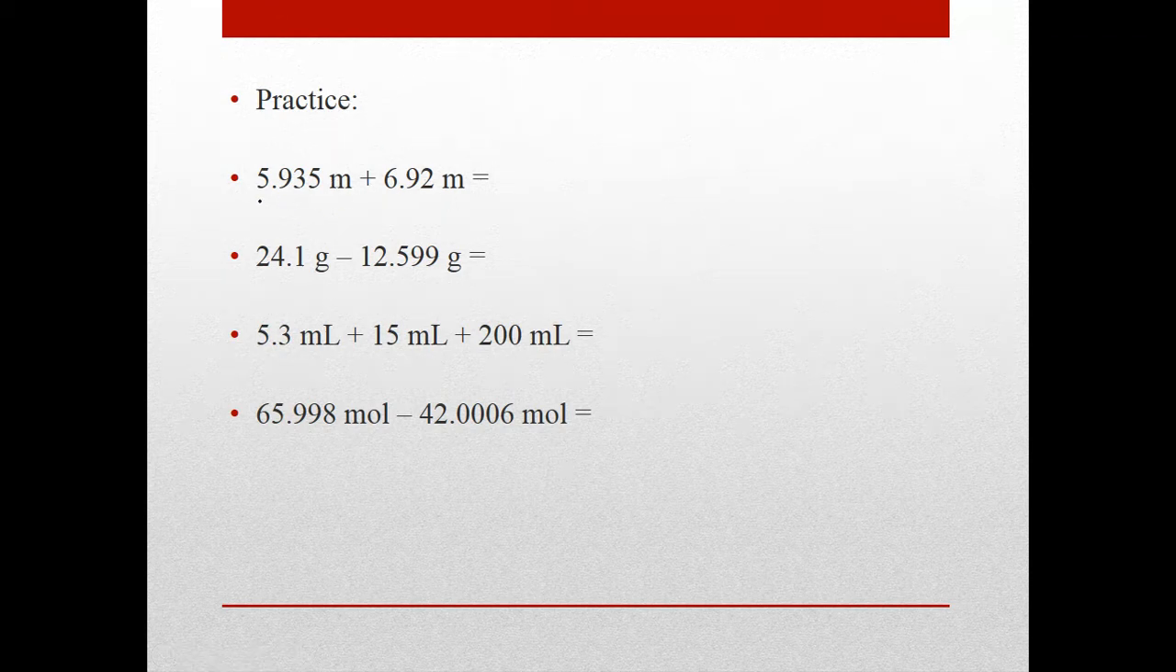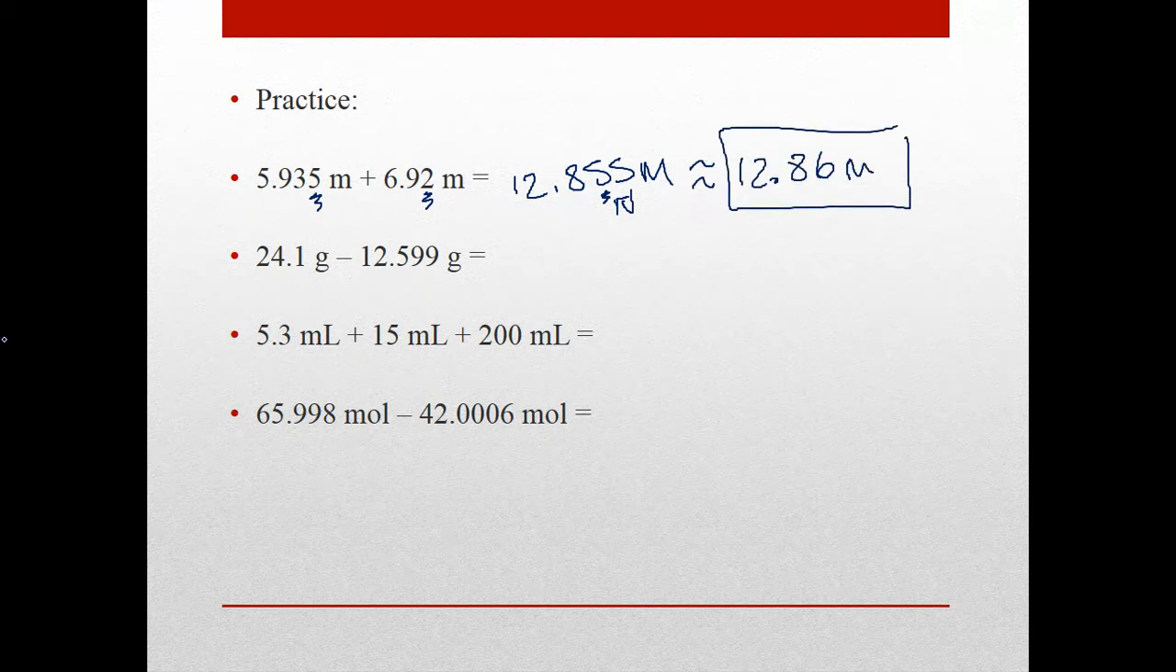And it's answer time. So when we add these up, 5.935 meters and 6.92 meters, we're going to get 12.855 meters. We're going to look at the last place value. This 5 is in the thousandths place. This 2 is in the hundredths place. Hundredth is bigger, and so we're going to keep the hundredths place in our final answer. The 5 turns that 5 into a 6, so our final answer is 12.86 meters.